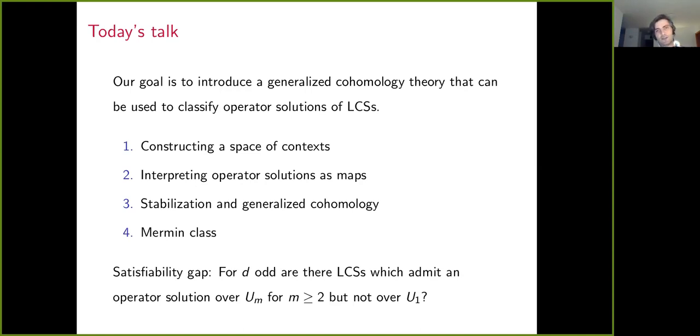When the local dimension d in Z mod d is odd, the interesting question is, are there linear constraint systems which admit an operator solution over unitary matrices UM, where m is greater than or equal to 2, but not over U1? These would be contextual linear constraint systems for odd d. If you restrict your solutions to the generalized Pauli group, then we know that no such thing exists. So one has to look at other observables outside the generalized Pauli group.